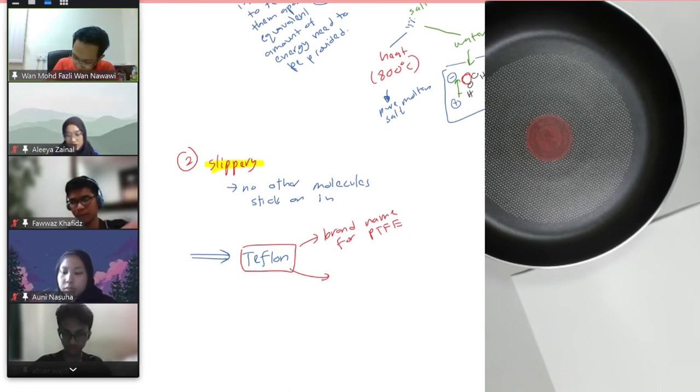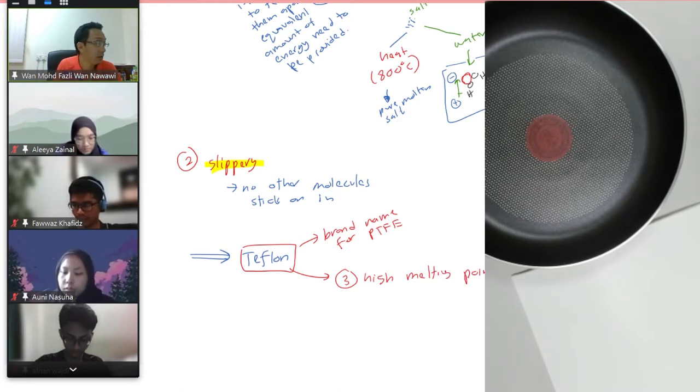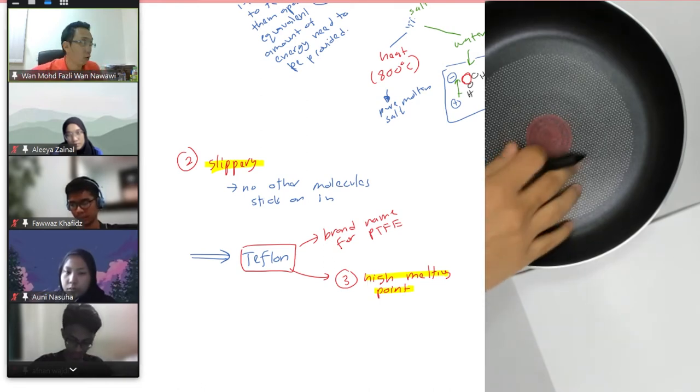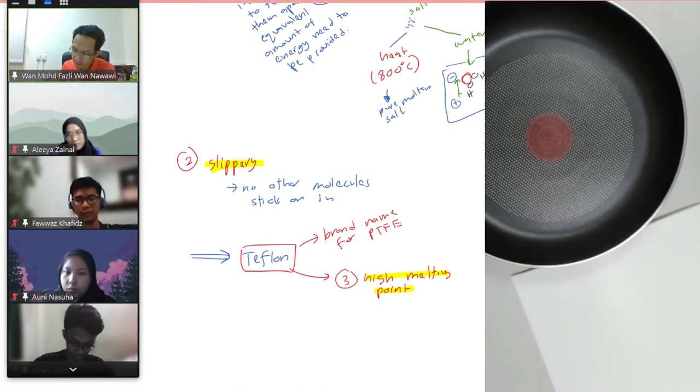Plus, the PTFE also has another characteristic, let's say number 3, which is high melting point. So you have three characteristics of PTFE or Teflon: slippery, high melting point, and inertness. That is why people use Teflon. Because of the high melting point, the coating can resist the temperature. They have a high melting point of above 300 plus Celsius.